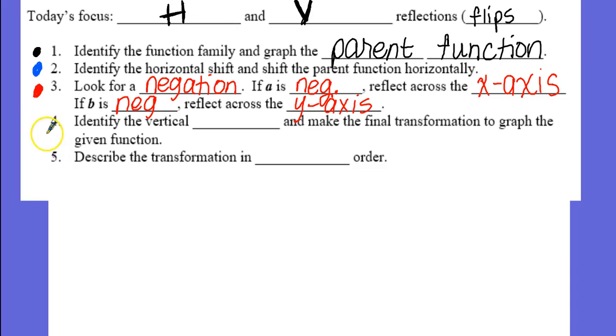Okay, then I'm going to switch to my very last color here, number 4, and I'm going to identify the vertical shift. That's the D term. We did that the other day. And we'll make the final transformation graph the given function. And then I'm also going to do my description in the same color because I'm describing what happened to create the final graph. And we're going to make sure that we do that in correct order. Step 1, then 2, then 3, then final graph. Okay.